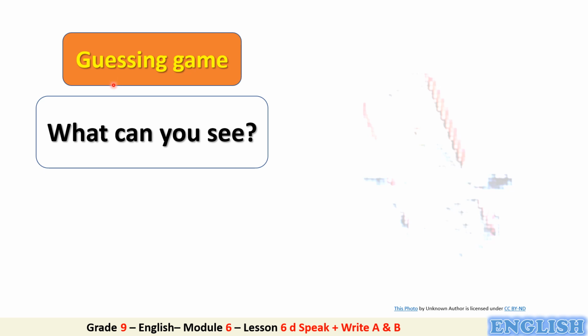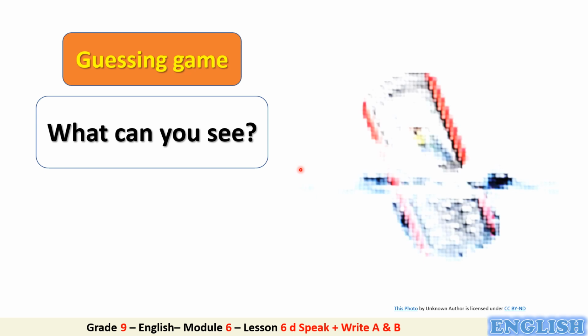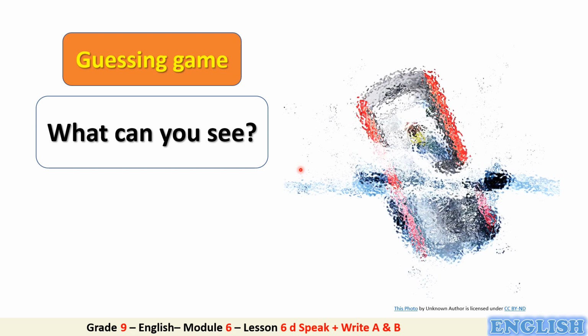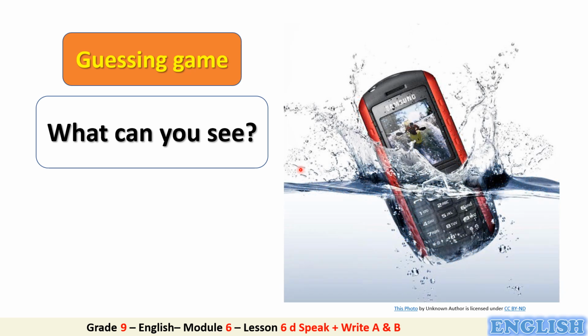Today we are going to start with a guessing game. Here we have a picture. We try to hide this picture using some effects. Now I want you to try to guess what this picture is and tell me what you can see. Very good. I think most of you guessed right. This is a mobile phone that has fallen into water.